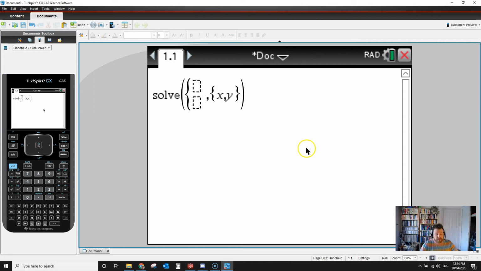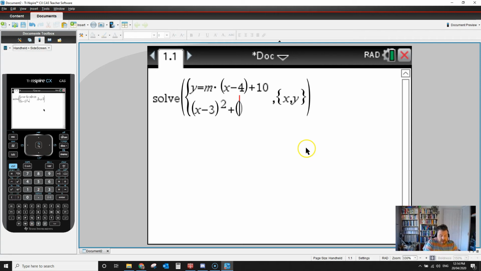Sweet. And the first one, of course, is going to be y equals some unknown m, times (x minus 4) plus 10. Don't forget the multiplication sign here, because you don't want it to think it's a variable called mx. You want a variable called m and a different variable called x. And our second equation, our second line, we usually write y equals blah blah blah, but there's no reason you have to do that. You can just type it in as it is, (x minus 3) all squared plus (y plus 2) all squared equals 25. And then something horrendous is about to happen.